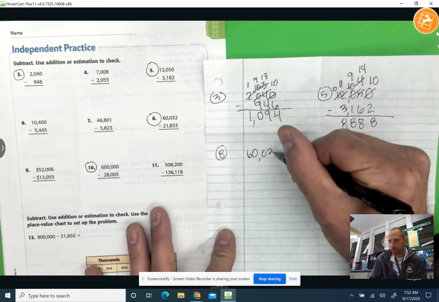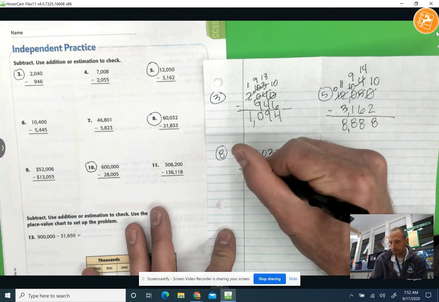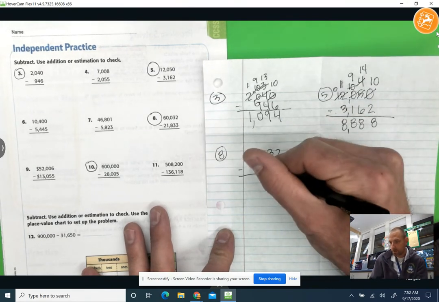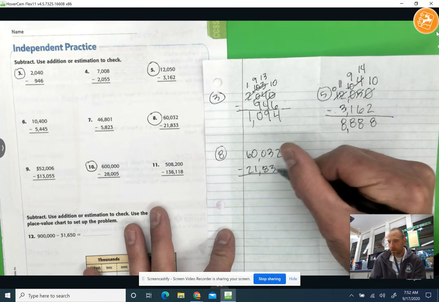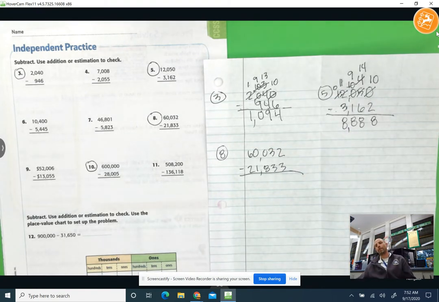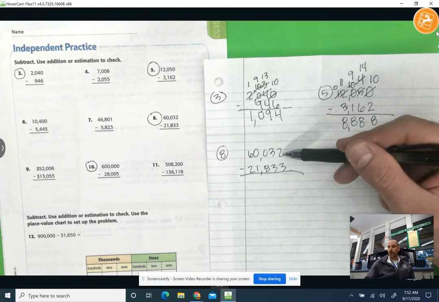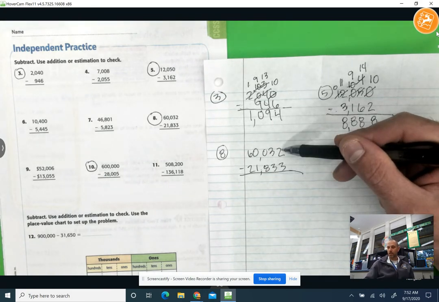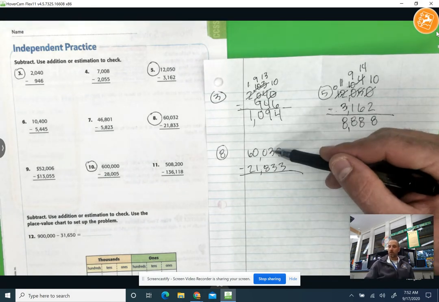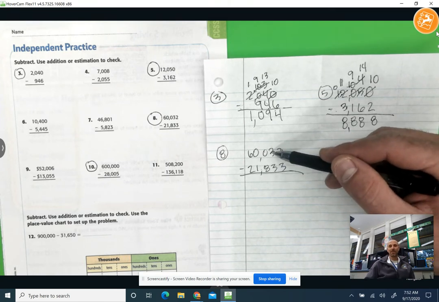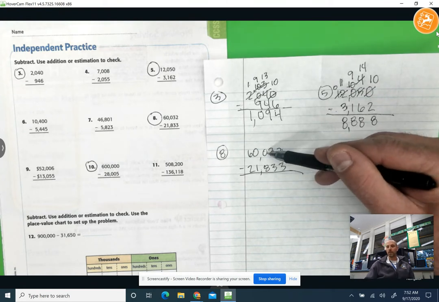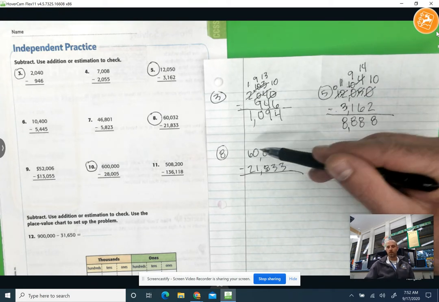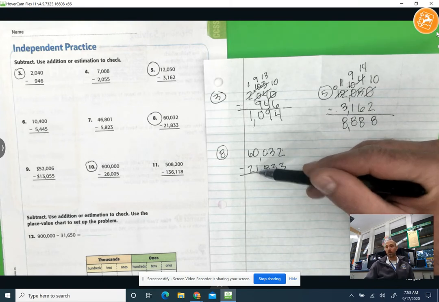60,032 minus 21,833. All right, we're going to have to borrow in the ones place. Top number is smaller than the bottom number. Tens place, well, it's eventually going to be smaller because I'm going to borrow from that 3 and make it a 2. So I know I'm going to have to come back and borrow again there. This 0 is smaller than 8, got to borrow. This 0 is smaller than the 1, I have to borrow.